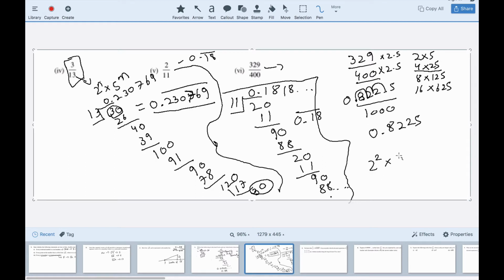because I can write it as 2 square into 100, and 100 can be further written as 2 square into 2 square into 5 square. This is the prime factorization for 400, sorry. Okay, moving on to the next question.